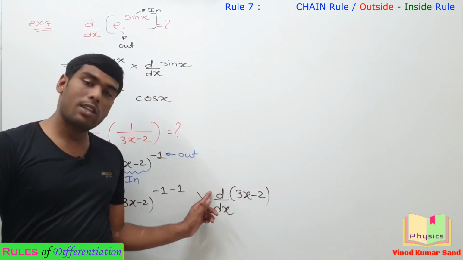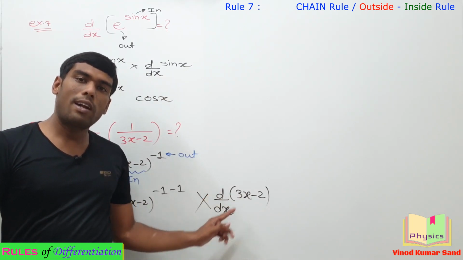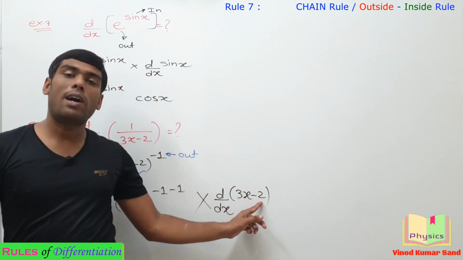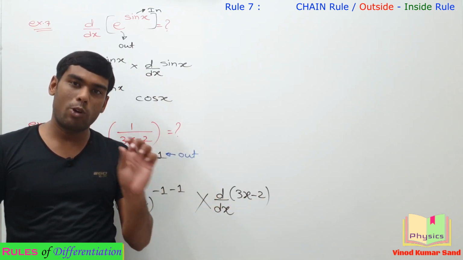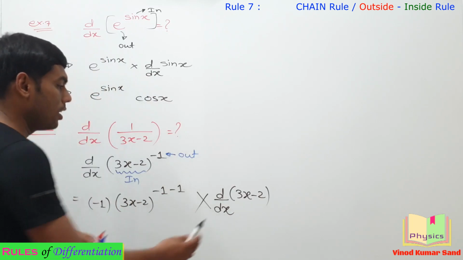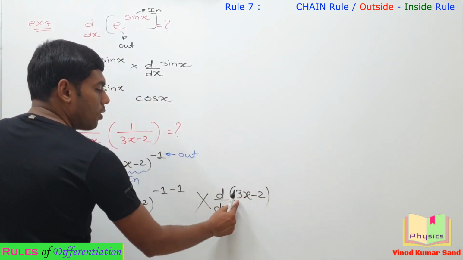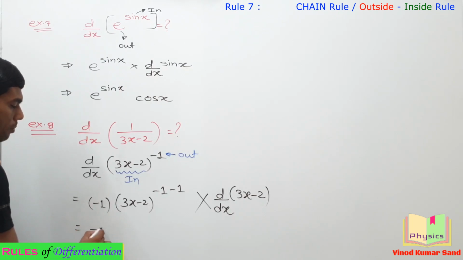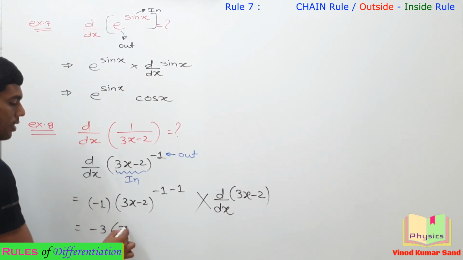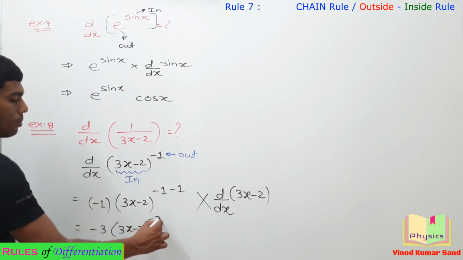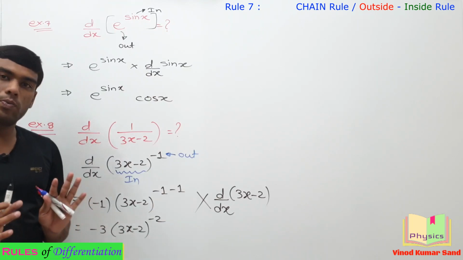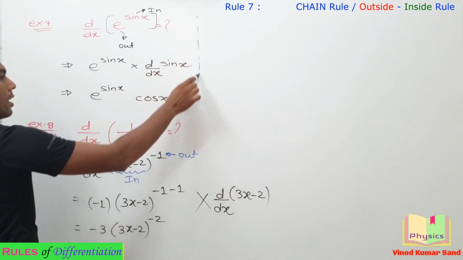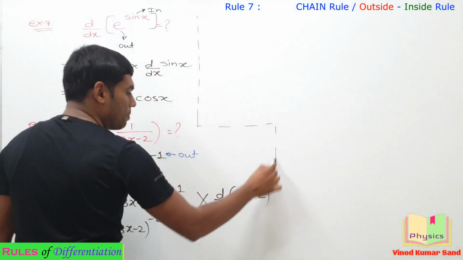3 is a constant, can be taken outside. Then d by dx of x will become 1. And d by dx of minus 2 will become 0 because minus 2 is a constant. So from this entire computation, only the 3 will be coming outside. So our ultimate answer will be minus 3 (3x minus 2) to power minus 2. Clear? If you have any doubt, you can light up the chat box.